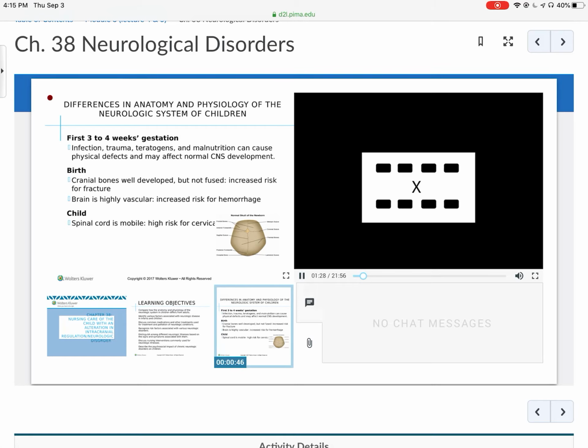At birth, the cranial bones are well developed, but they're not fused, so there's more of a risk for fracture with a fall. The brain is highly vascular, so any type of hemorrhage into the brain is going to cause some signs and symptoms. And then the spinal cord is mobile, so there's risk for cervical fractures.